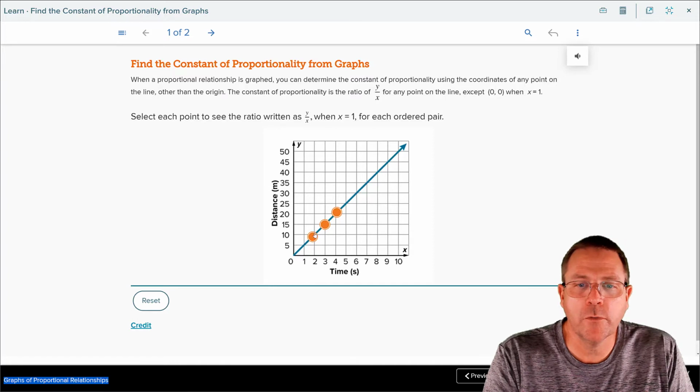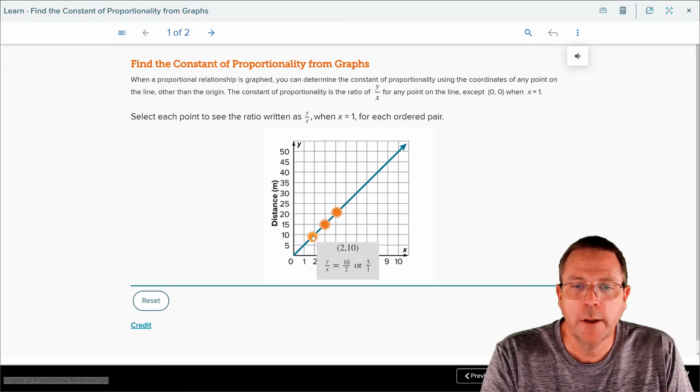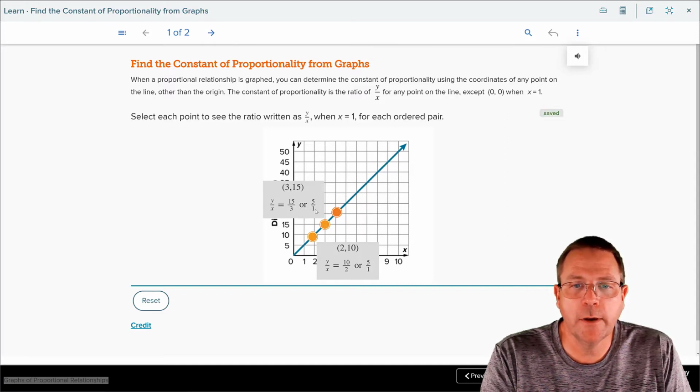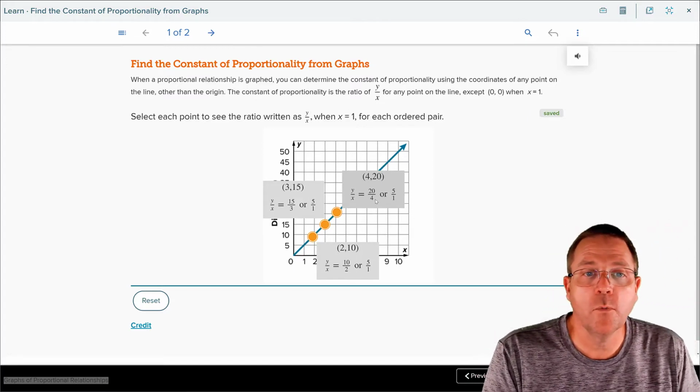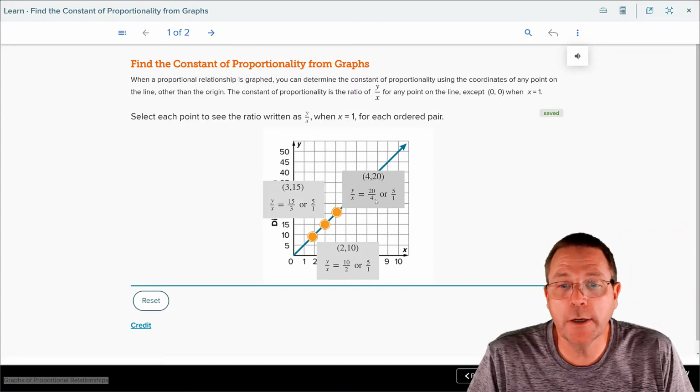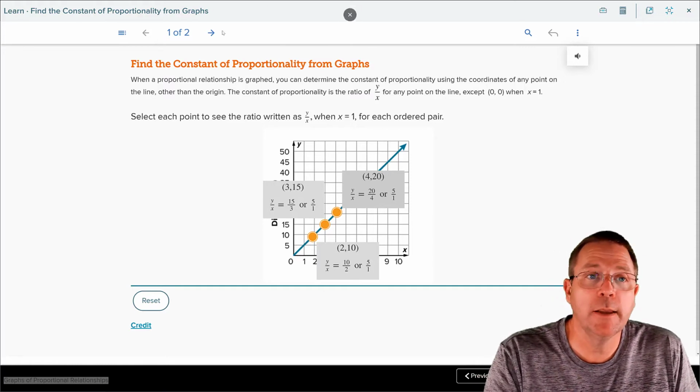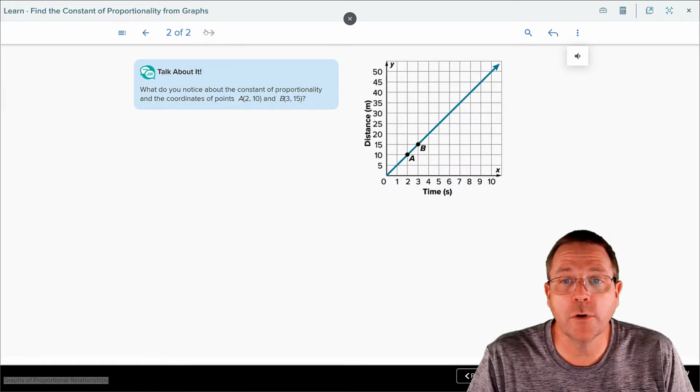Now, if we were to select a point like they said, you can see that 10 divided by 2 becomes 5 over 1. If we were to do the 15 over 3, it becomes 5 over 1 as well, simplified. And if we do the 20 over 4, it too becomes 5 over 1. So what's your constant of proportionality going to be? It's going to be 5, of course.